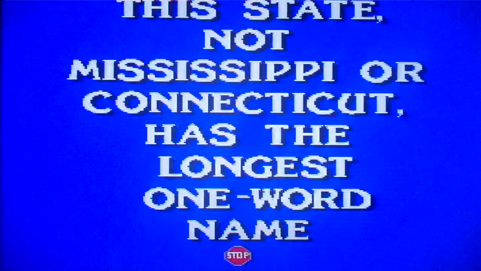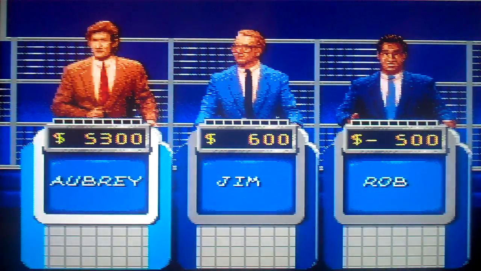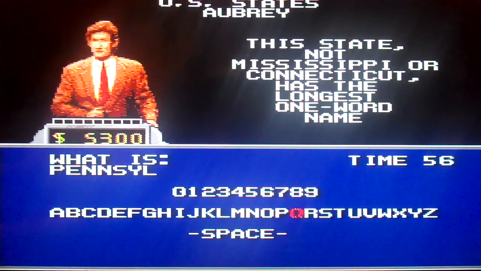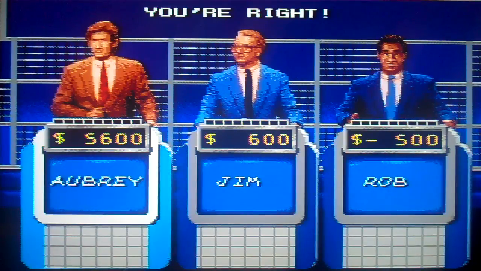The answer is: This state, not Mississippi or Connecticut, has the longest one-word name. What is Pennsylvania? Or is it Massachusetts? Oh, it's not Pennsylvania, it's Massachusetts. I'm going to change my answer. That's more like it. Massachusetts, 400.